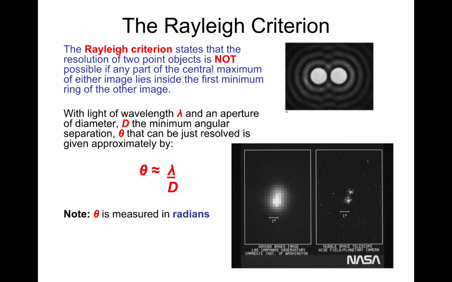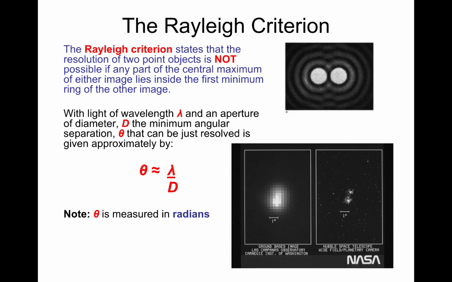Here's a real life example of the Rayleigh criterion. The image on the left, the ground-based image, which is in Washington, the Rayleigh criterion's not enough to distinguish between two separate objects, whereas the Hubble Space Telescope can clearly see that there's two distinct objects next to each other. Part of that's down to the Rayleigh criterion, but also because the Hubble Space Telescope's in space, it's not subject to any atmospheric smearing.